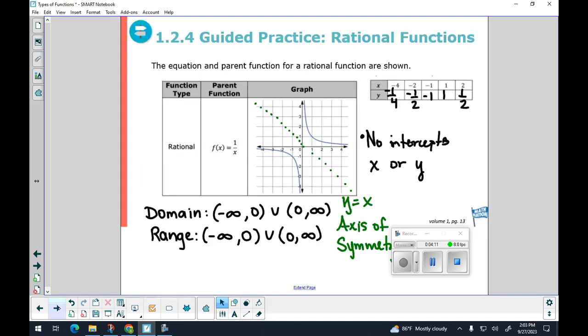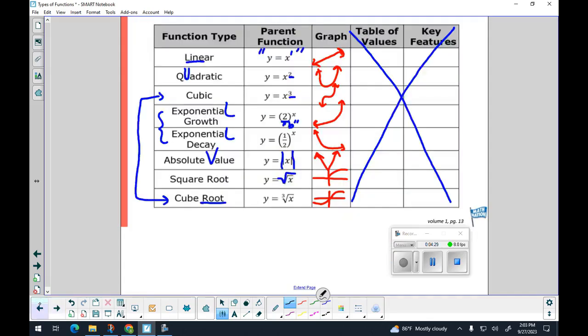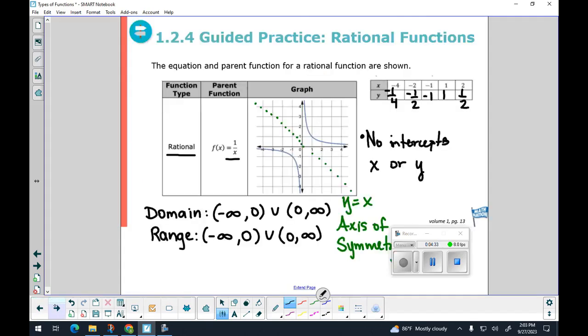All right, so let's talk about one more function type, rational functions. A rational function is a function that has some restrictions. So let's talk about that. Its parent function is f of x equals 1 over x. Its graph actually has 2 different types of shapes. As you can see, one is split, one is not. With that being said, we have to talk about its restrictions.